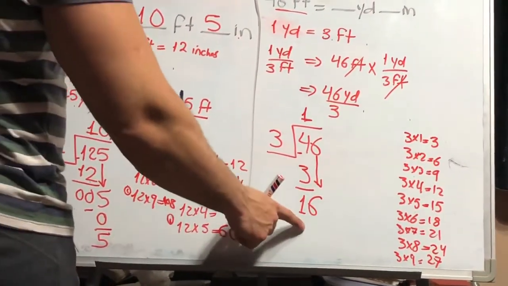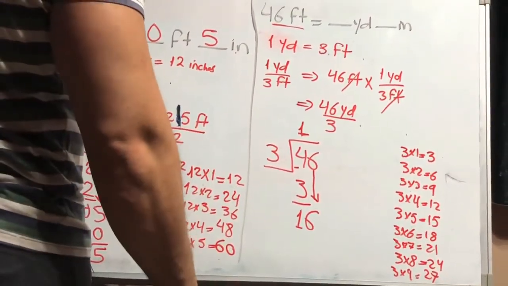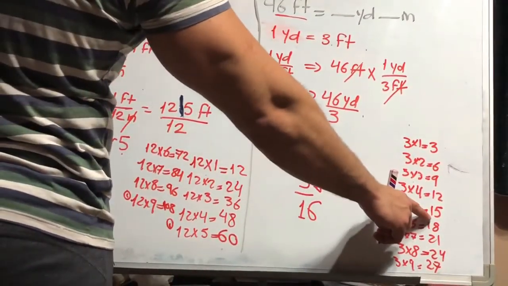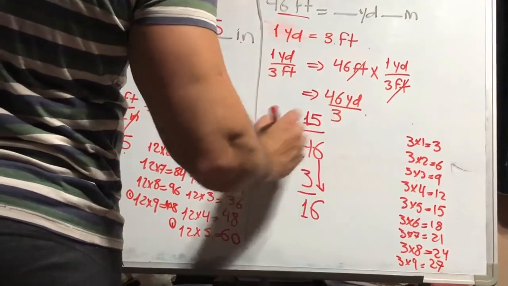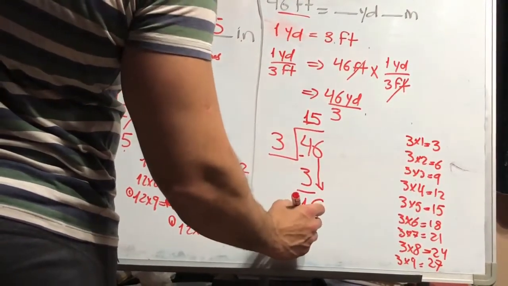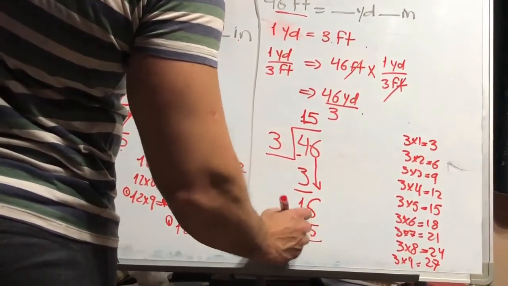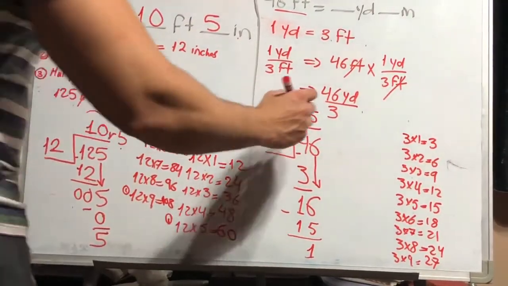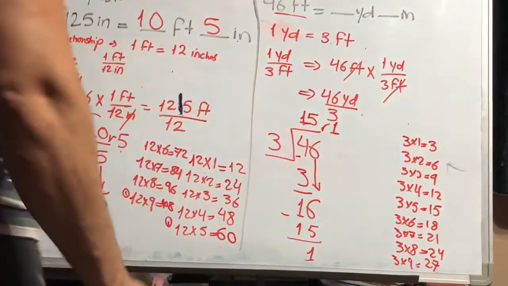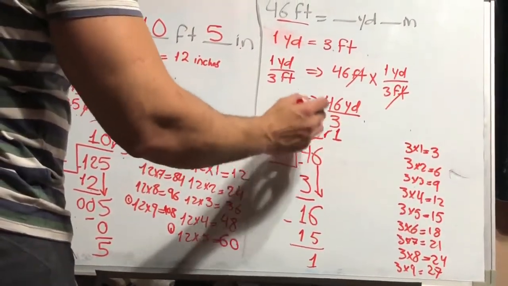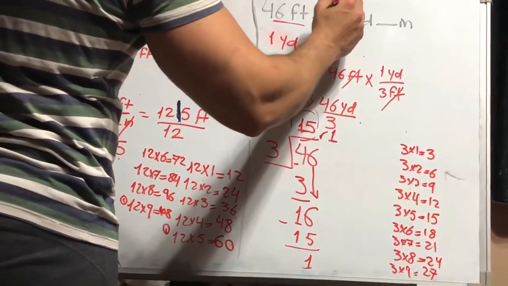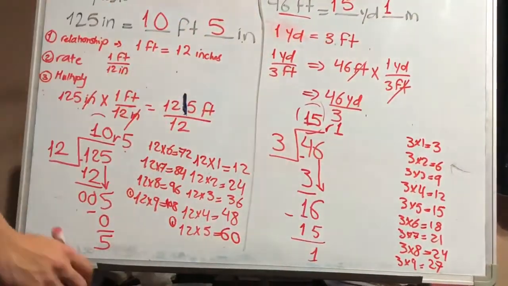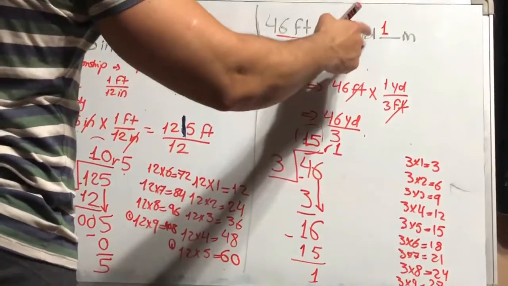Can 3 fit inside 16? Yes, it can. How many times? Do I have 16 in the products? No, but I have 15. So it fits 5 times. What's 5 multiplied by 3? It's 15. 16 minus 15 gives me a 1. So it's 15 remainder 1. That means the quotient is going to be the yards, and the remainder is going to be the feet, in this case 1 foot. So 46 feet is 15 yards and 1 foot.